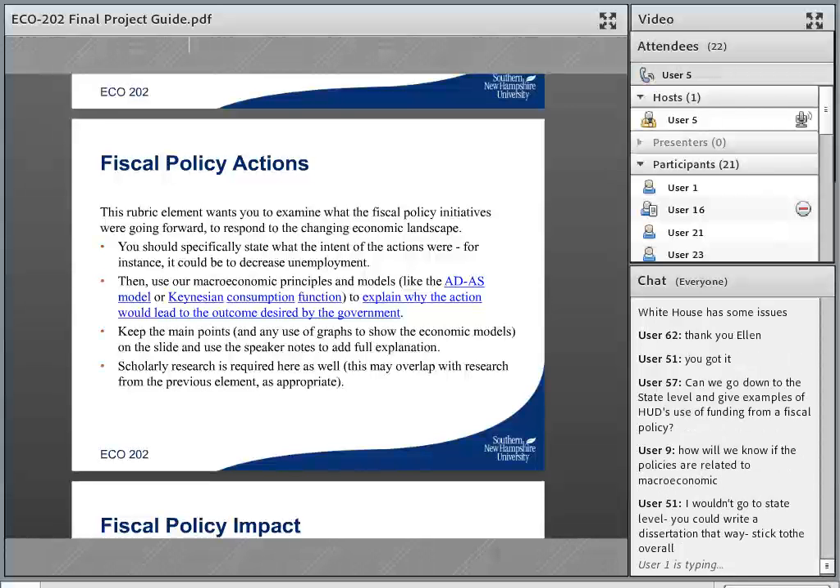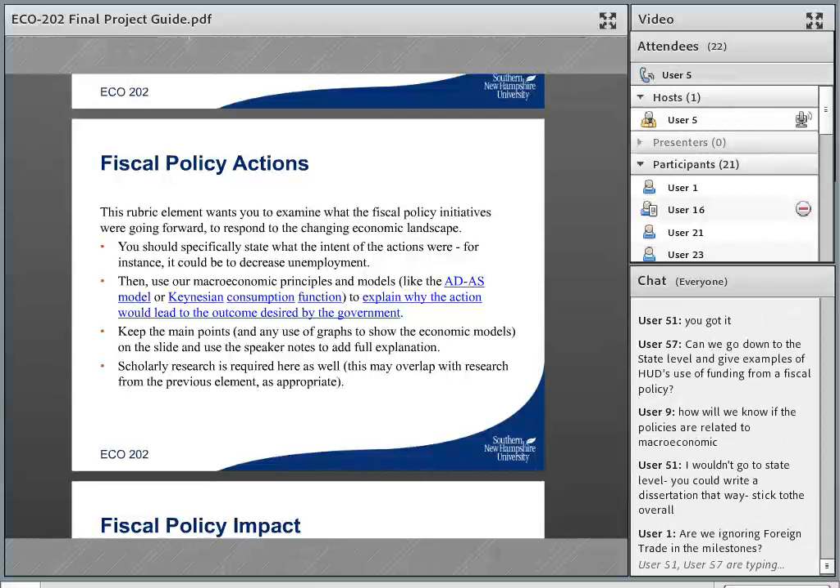Anything that you talk about here should really fall under the umbrella of taxation or spending. And it's what's decided on by Congress and written into law, signed by the president. If it's done by the Federal Reserve, it should not be here in your fiscal policy section.